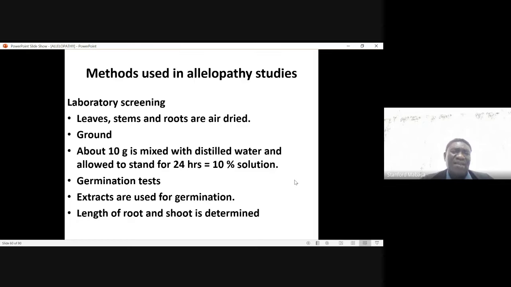And you can now do germination tests using this solution. In this case, you measure germination percentage. You also measure the length of shoot and the root, or radicle and the plumule.